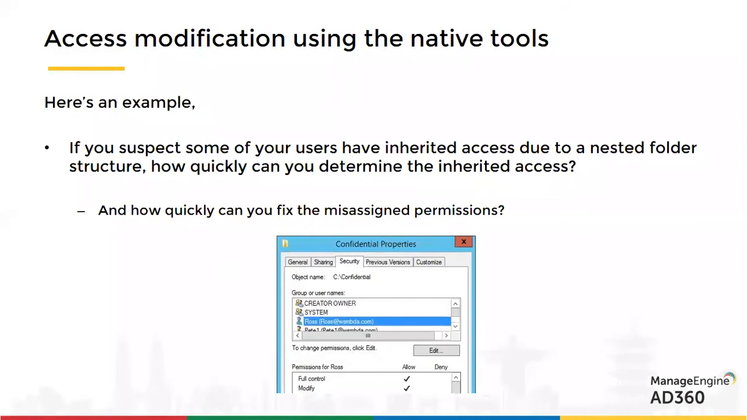But when we talk about access modification, the GUI tools of Active Directory or Azure again come into the picture. Right? Here's a simple example. Let's say you have a bunch of file folders and your users have inherited access through a nested folder structure, right? How quickly can you determine these permissions? So nested folders in each other, users have inherited access, read access, write access, modify access, anything it could be. And how quickly can you determine that using the GUI tools? The only way you can do that is by checking the security tab of each file or folder, right?